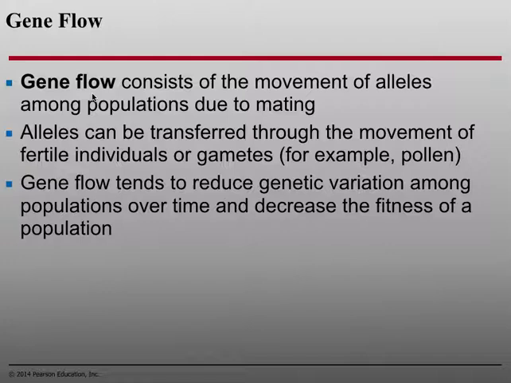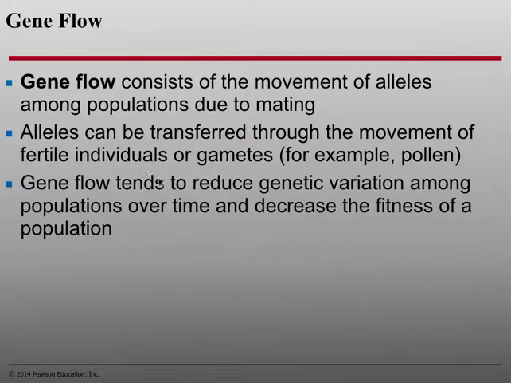Our last one that we need to talk about is gene flow. Gene flow consists of the movement of alleles among populations due to mating. So this can be selective mating. This can be mating chosen by the animals themselves or by mankind.